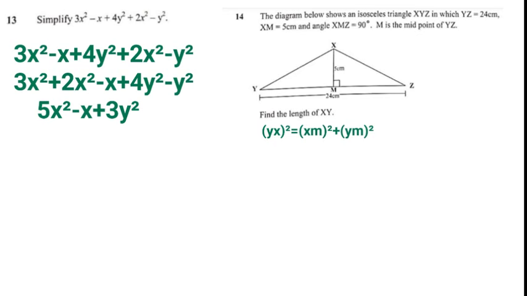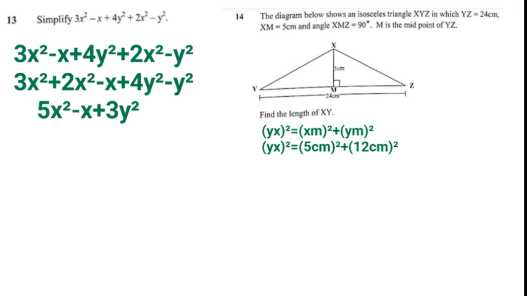Okay, once we have done that, we're going to say YX squared is equal to XM squared, so XM is equal to 5 centimeters, so we have 5 centimeters squared plus YM squared. To find the length of YM, we are told that M is at the midpoint of YZ. That means from M going to Y it's half of the length of YZ. Half of that is 12, so we say plus 12 squared.